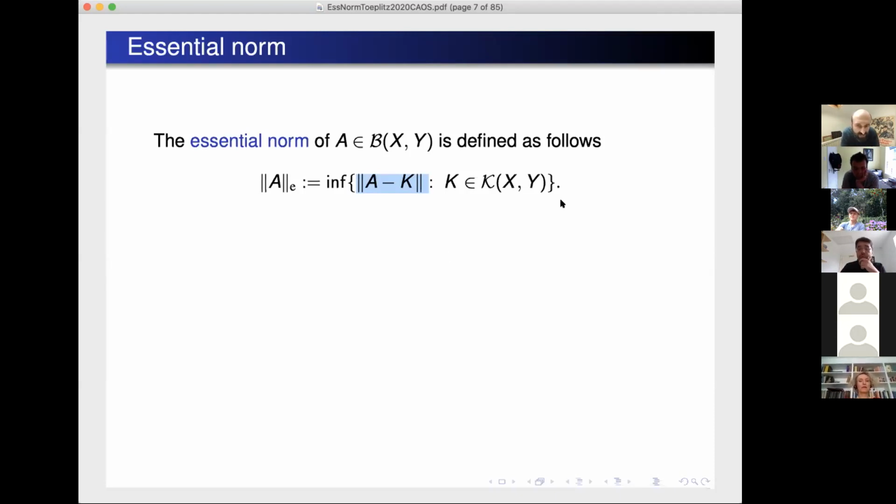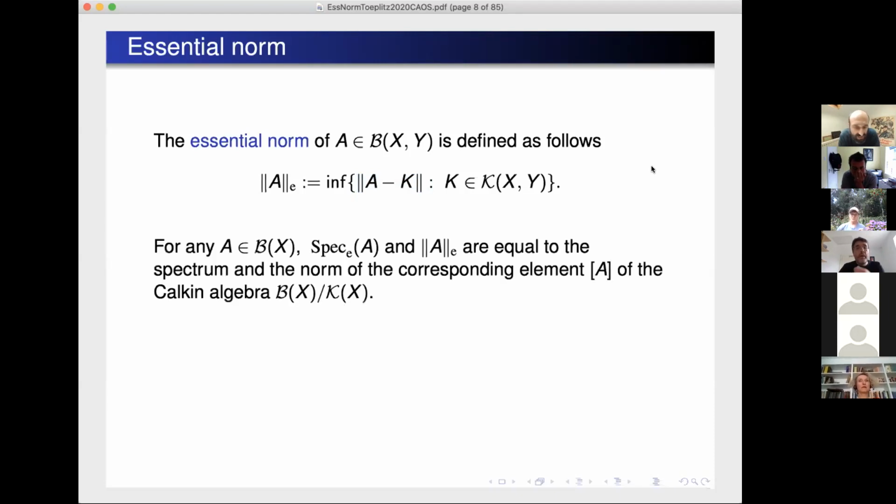So this is the essential norm of the operator, and in the study of the essential spectra, the essential norm plays the same role as the usual norm of the operator in the study of its spectrum. This is not surprising, because if you look at the quotient algebra of all bounded linear operators by the ideal of compact operators, this is the very well known Calkin algebra. Invertibility in this algebra is the same as being Fredholm. The essential spectrum of an operator is just its spectrum in the Calkin algebra, and the essential norm is the norm in the Calkin algebra.